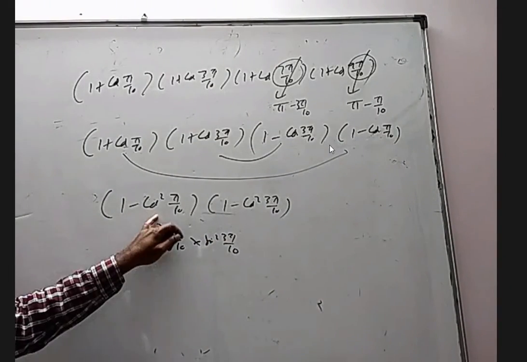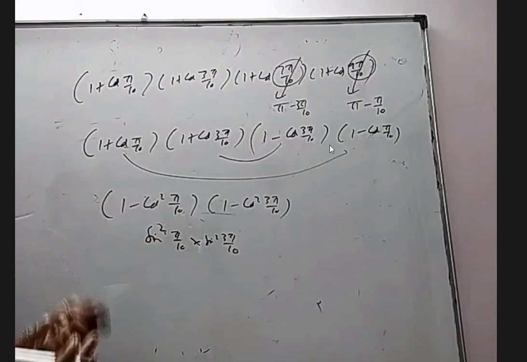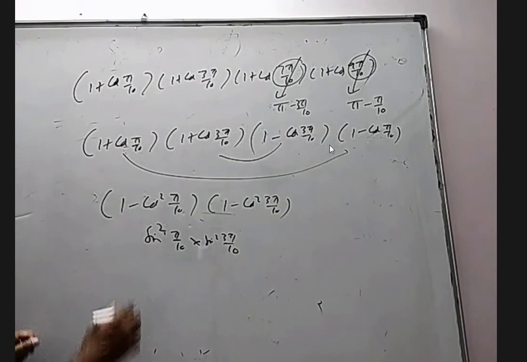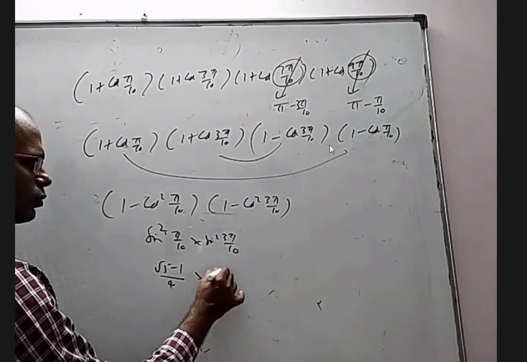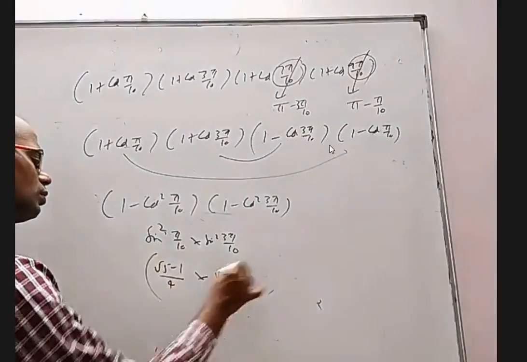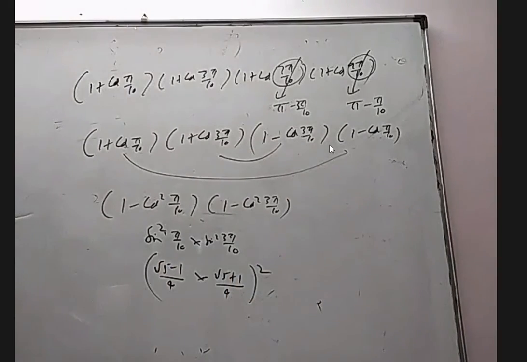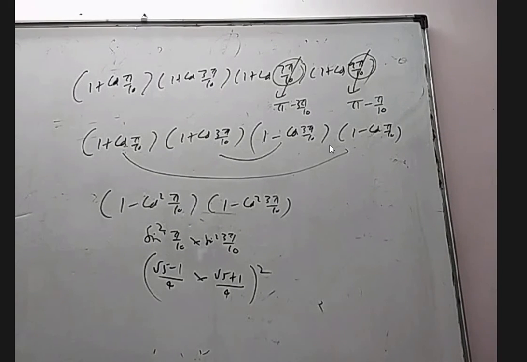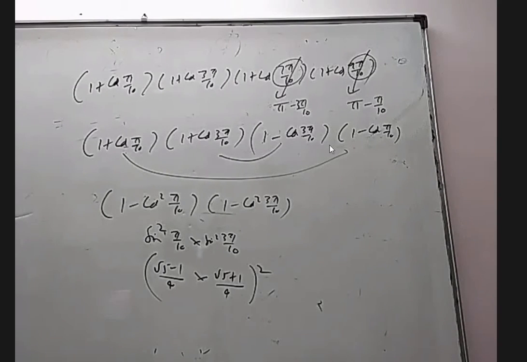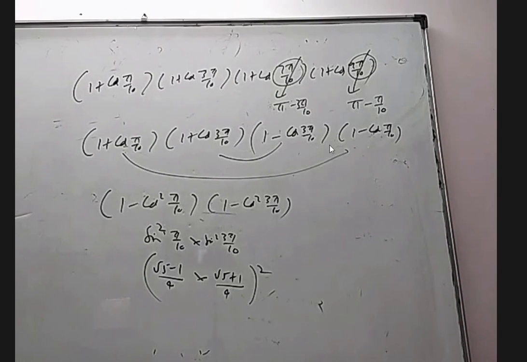Okay. Cos 18 degrees is not a simple value, but sin 18 is a simple value, which is root 5 minus 1 by 4. This is root 5 plus 1 by 4, total whole square. You can simplify that. So I think 2-3 times we came across that last two angles are pi minus first two angles. So we are able to change that and then do some calculation.